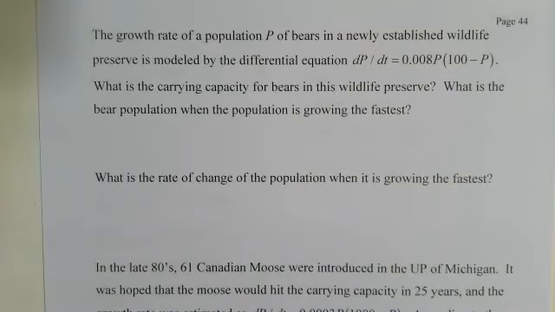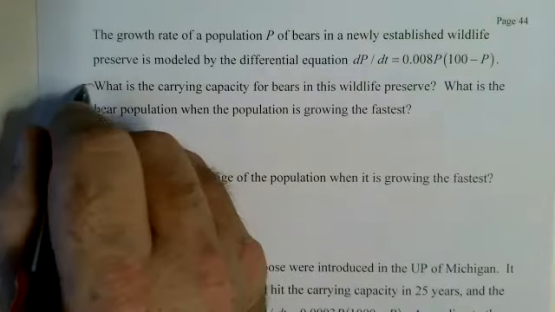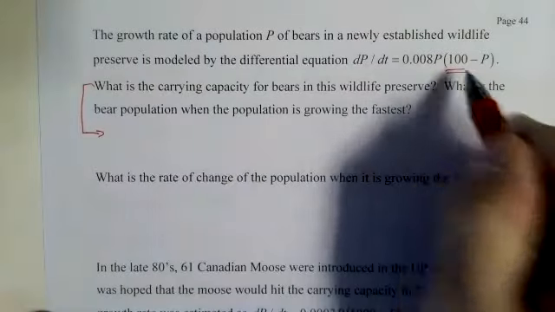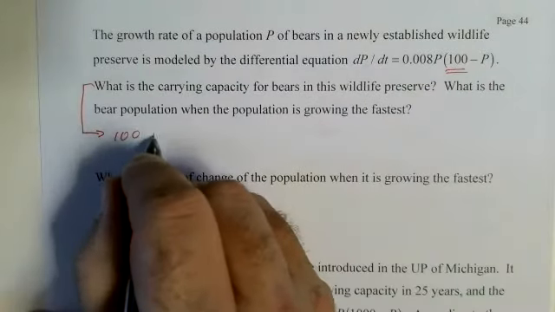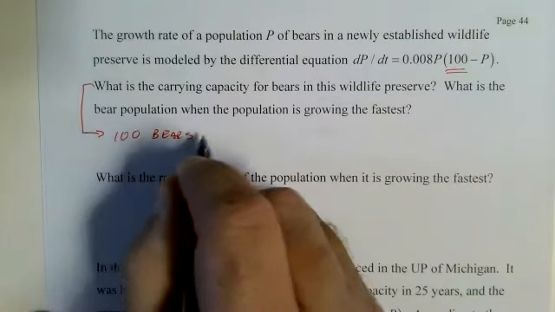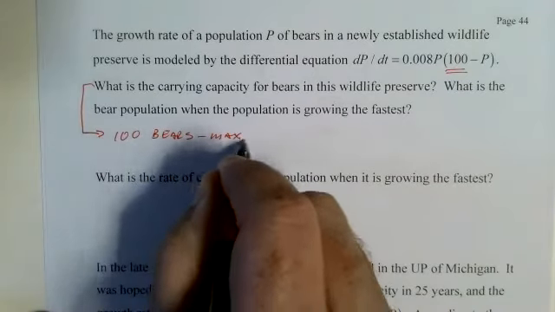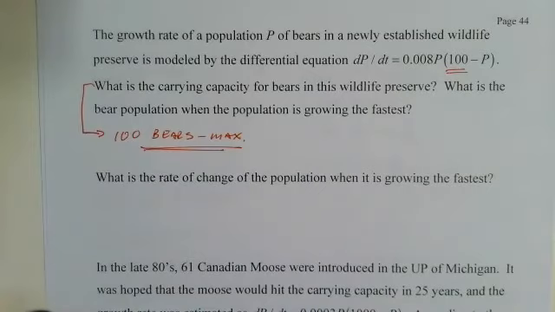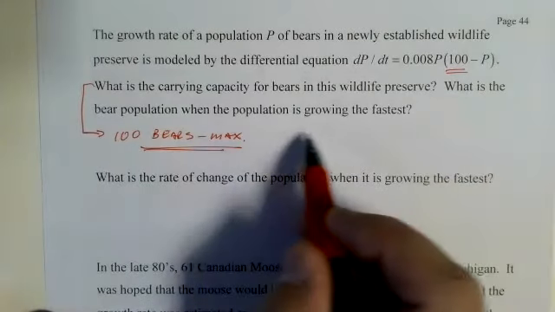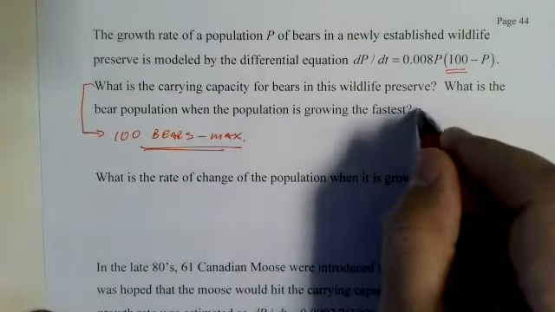Okay, so growth rate of bears in a newly established wildlife preserve, which they can't get out of apparently, or maybe it's just a forest and they don't want to leave, and everything's a little sketch here. But what are you going to do? What is the carrying capacity for bears in the wildlife preserve? 100. And again, you go out and you tag the bears and you count them up. There's 105. Next year there's 97, and then there's 101. I don't know how fast bears reproduce and all that. What is the bear population when the population is growing fastest?